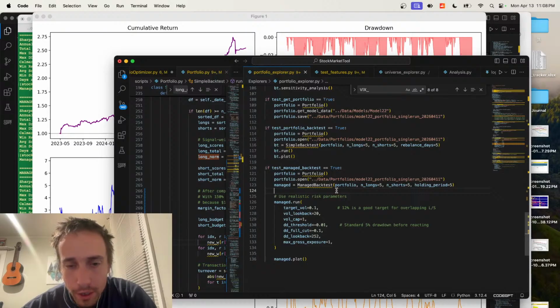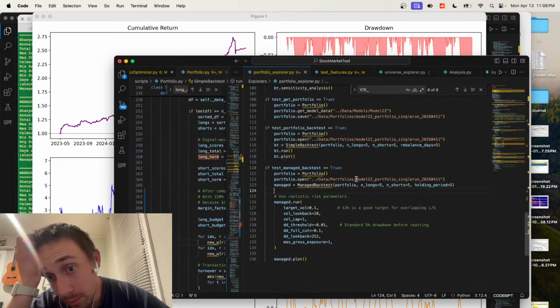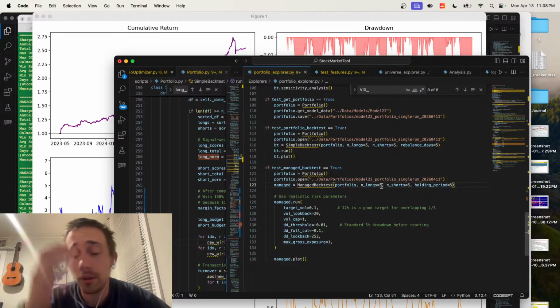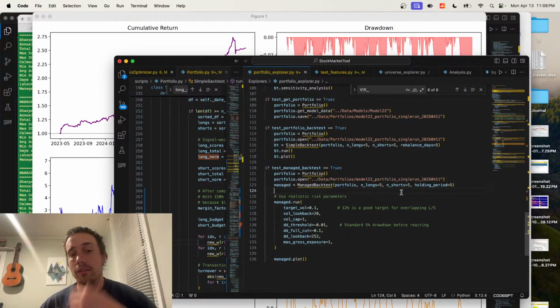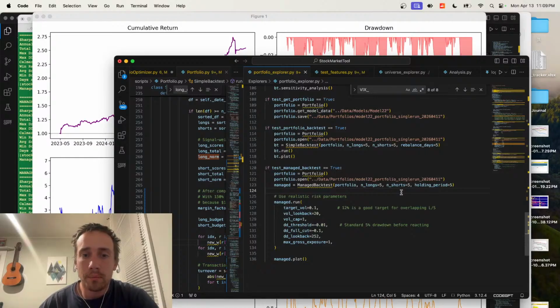And so if you look here, you see it's only going long on 5 stocks, and it's only selling short 5 stocks. And then it's holding them for 5 days, because that's the strategy that I've trained it on. What else is interesting? The fact that it's only going long on 5 and short selling 5 means that I'm not going to get a lot of slippage from transaction fees.